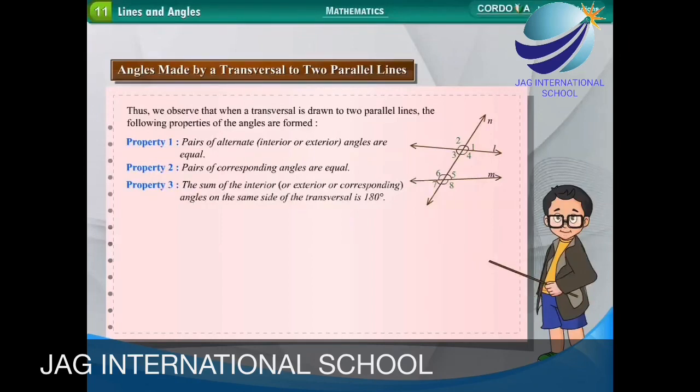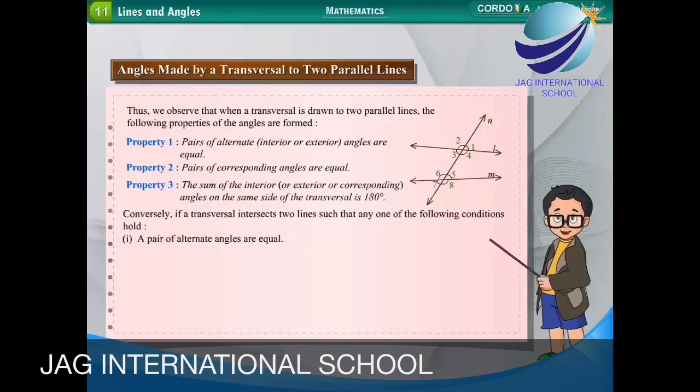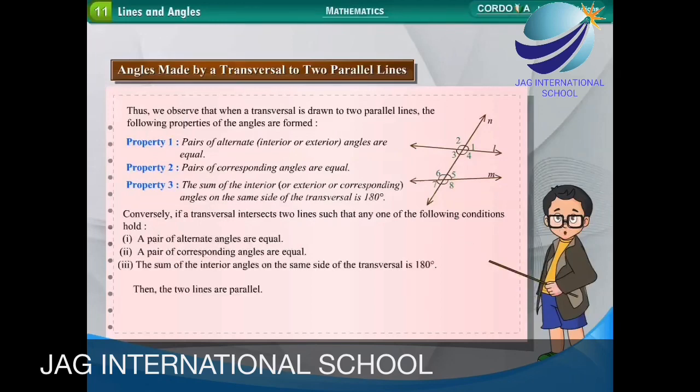Conversely, if a transversal intersects 2 lines such that any one of the following conditions hold: a pair of alternate angles are equal, a pair of corresponding angles are equal, the sum of the interior angles on the same side of the transversal is 180 degrees, then the 2 lines are parallel. The following examples illustrate the application of the above properties.